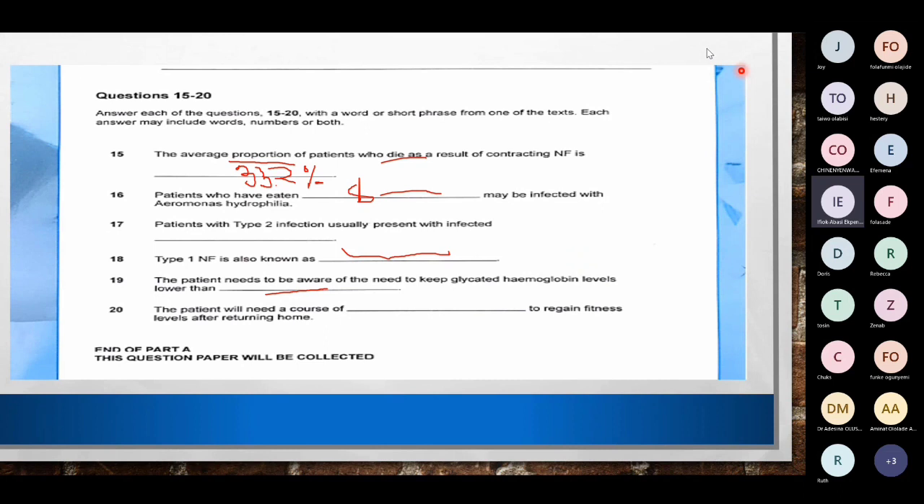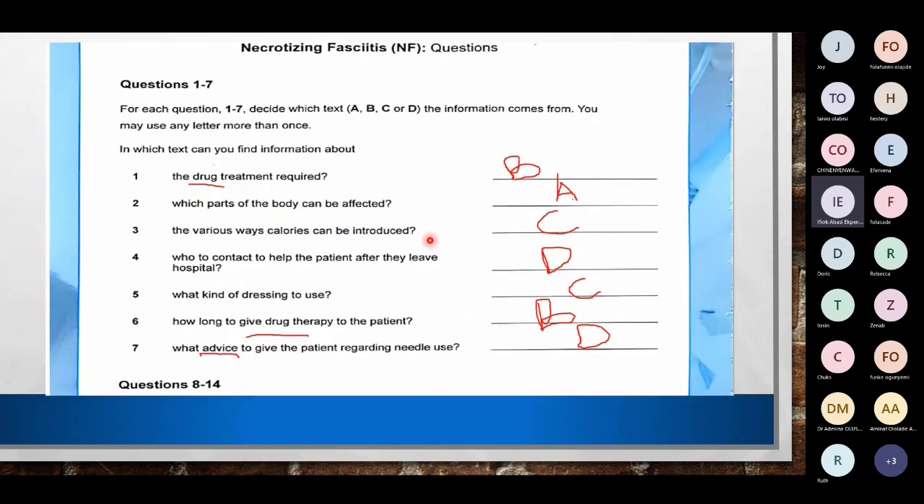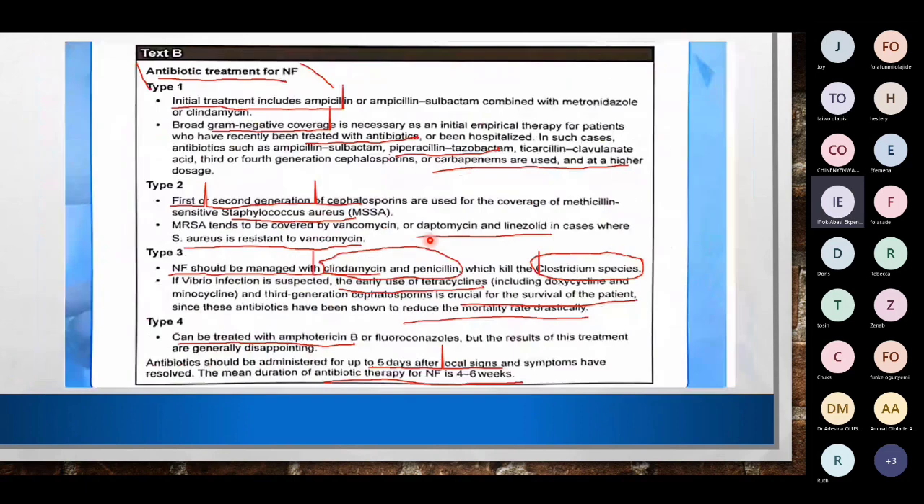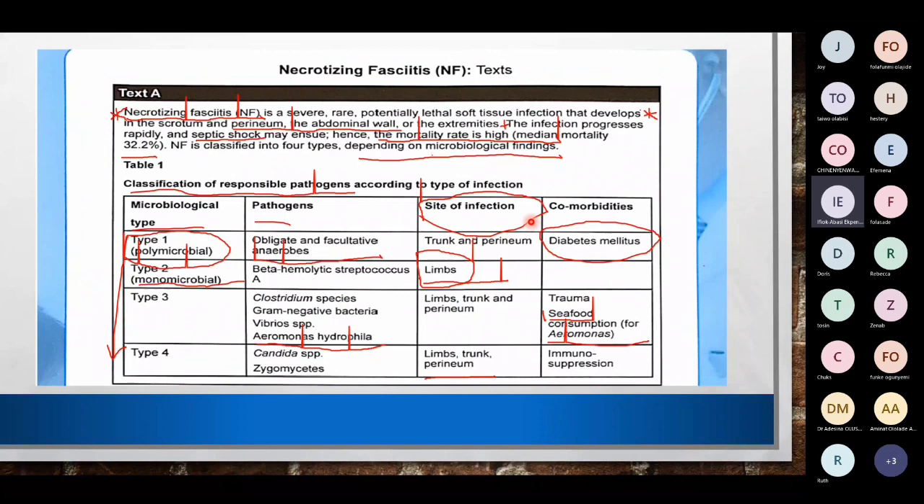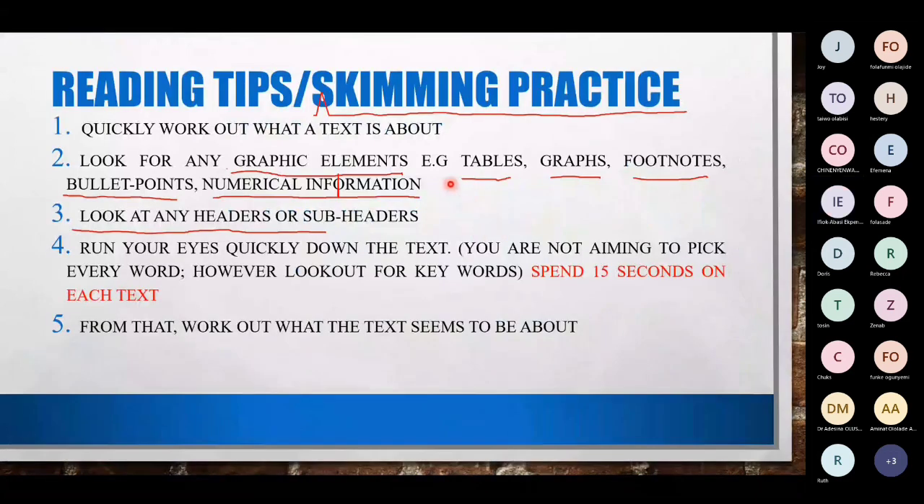Let me just go through this again for us. So this is what I meant, Zainab. If you look at this, for example, let's look at Text C. We highlighted supportive care in ICU. Next, we saw wound care, underlined caloric intake, underlined intravenous hyperalimentation. You're looking for keywords, right? Remember that I said in the beginning you should look out for graphic elements, right? Tables, graphs.